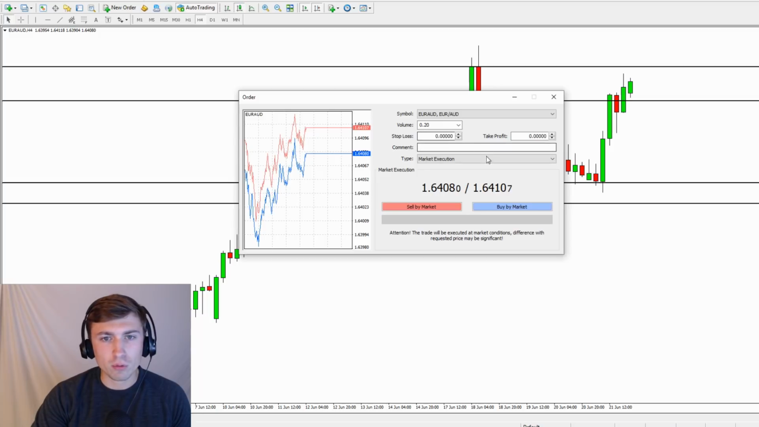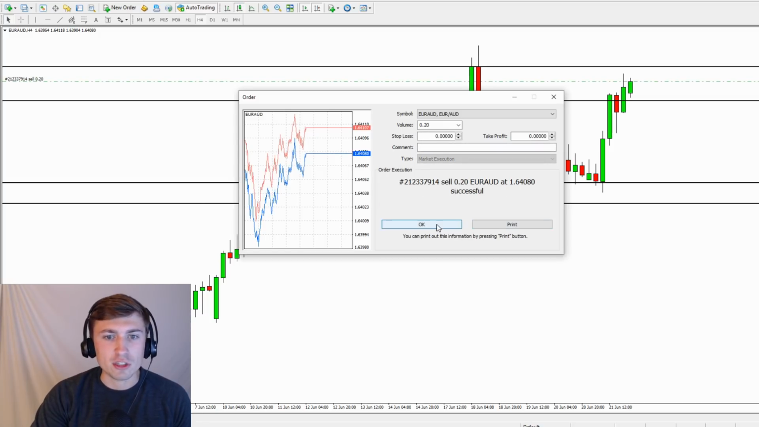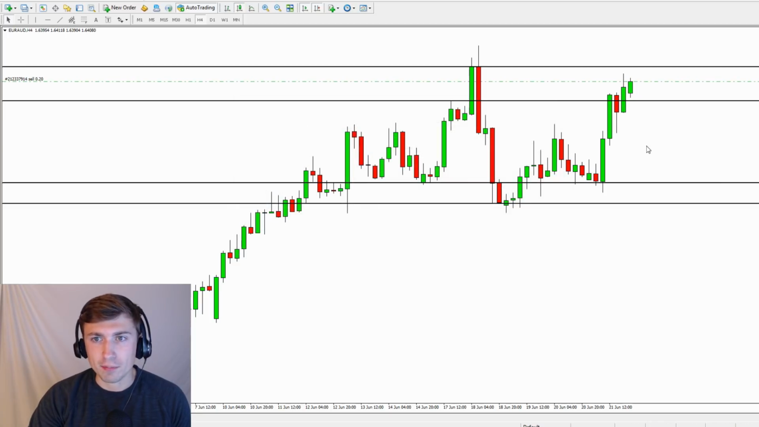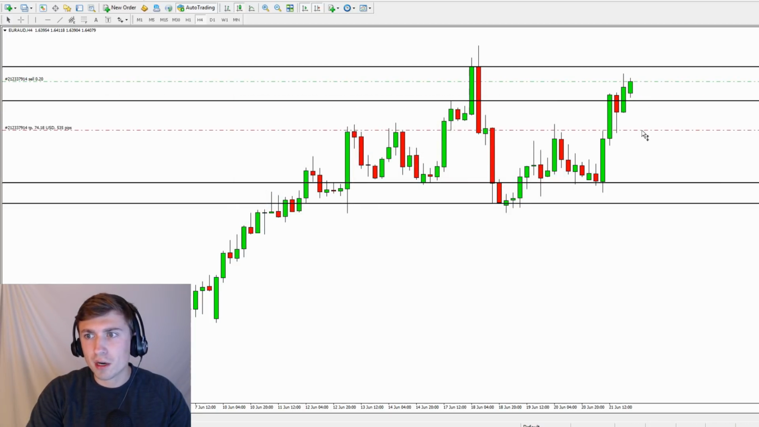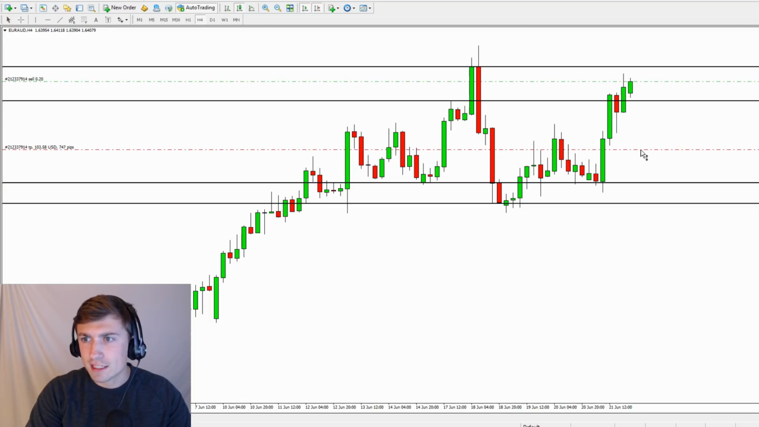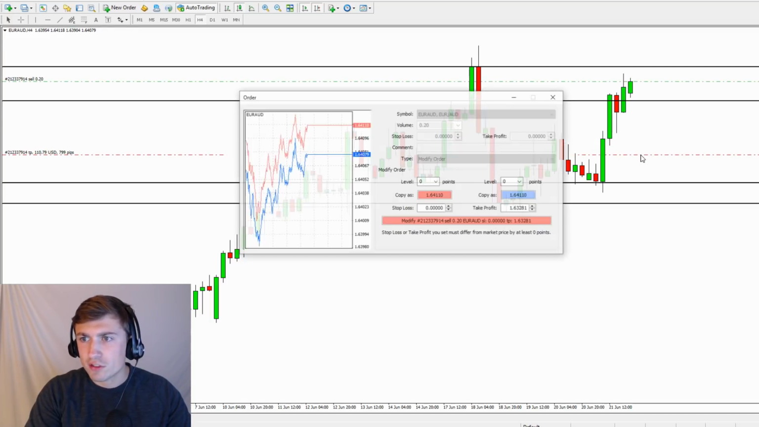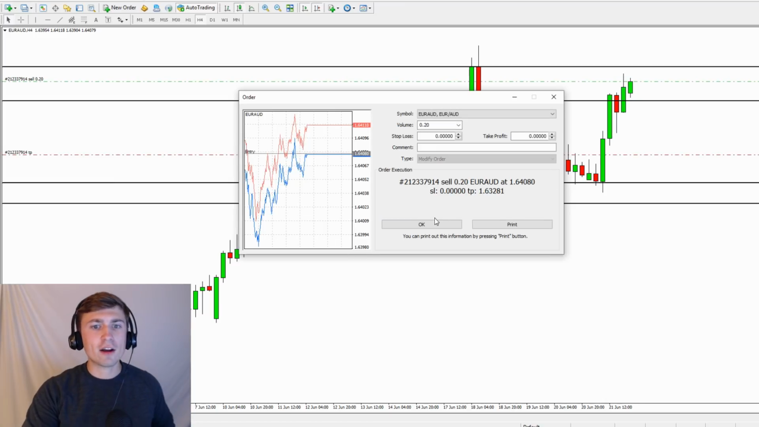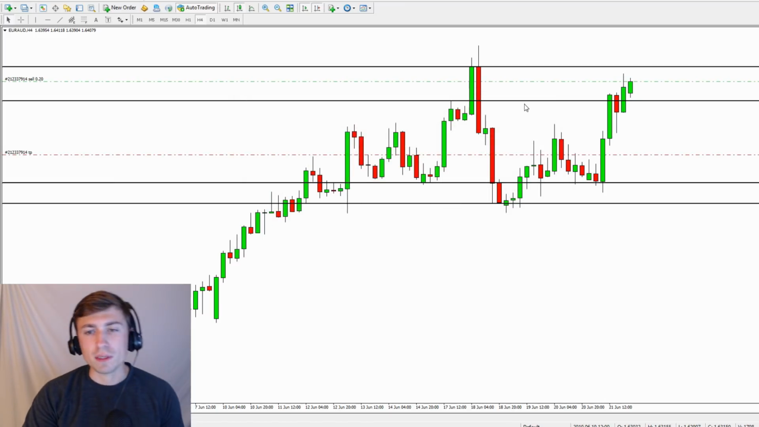If I open a new order, you can see a sell by market. Happy to just get into the trade here. And we'll go ahead and set our take profit. Okay, so I'm going to set my take profit at 1.6328, right around that vicinity is where I'm going to be targeting with this trade. I'll set that, modify it there, and good. That is going to be our target for the trade.